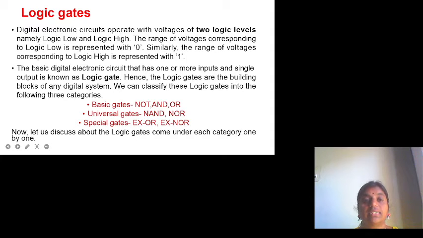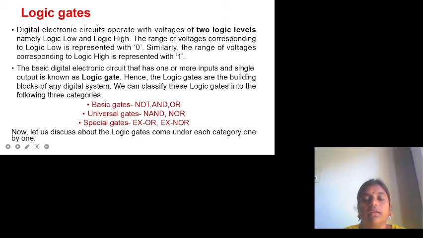The basic digital electronic circuit that has one or more inputs and a single output is known as a logic gate. Hence, logic gates are the building blocks of any digital system. We can classify these logic gates into three categories: basic logic gates, universal logic gates, and a special category of logic gates.